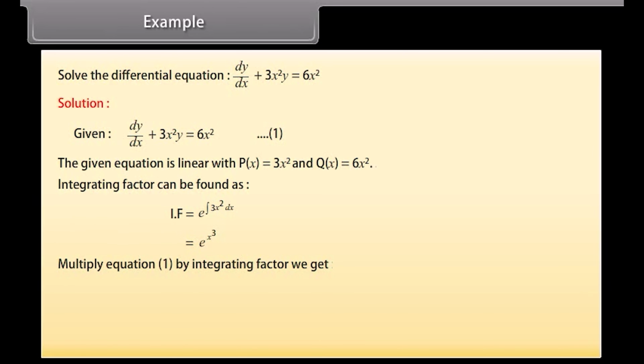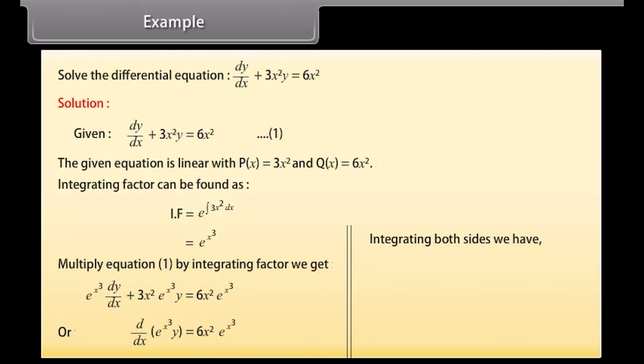Multiply equation 1 by integrating factor, we get e raised to the power x cube into dy/dx plus 3x square into e raised to the power x cube into y equals 6x square into e raised to the power x cube, or d/dx of e raised to the power x cube into y equals 6x square into e raised to the power x cube.